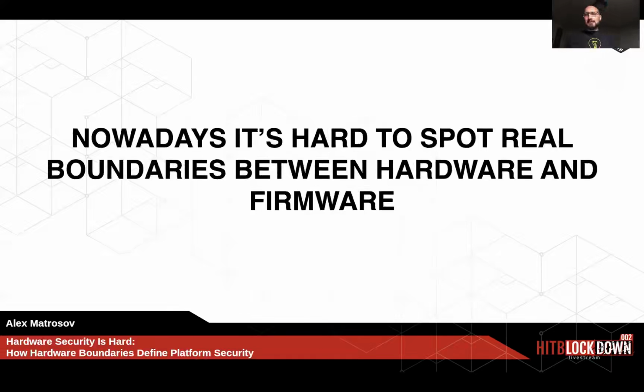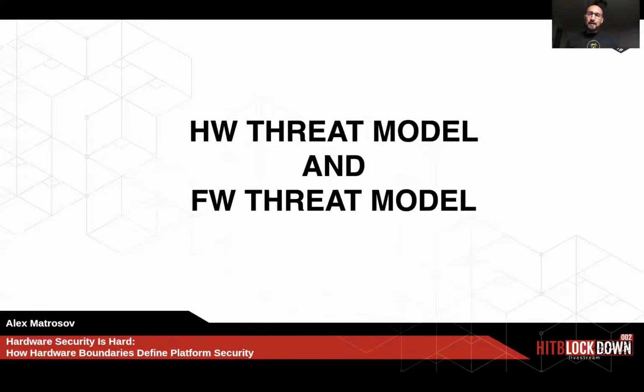which is basically a mistake, because nowadays it's hard to spot real boundaries between different hardware and firmware, because they communicate. If you attack one chip, you can cross security boundaries, which makes attacking other chips much easier after that. That's why we should define the hardware threat model and firmware threat model together and not separate them. We need to look at the whole platform to define the right threat modeling.